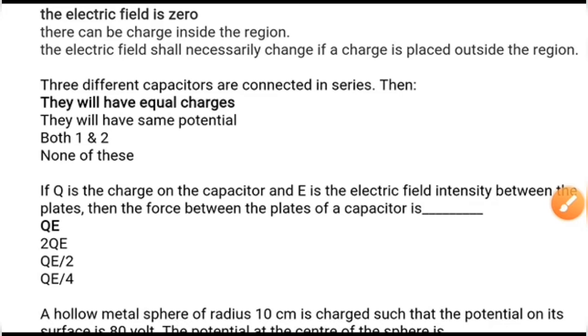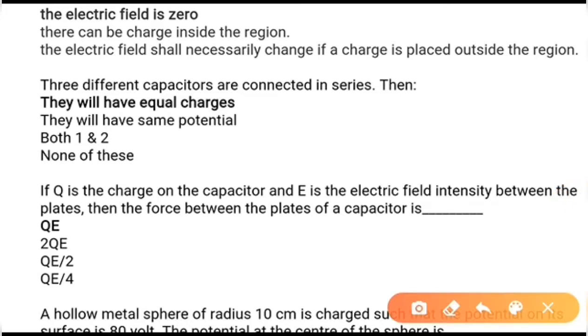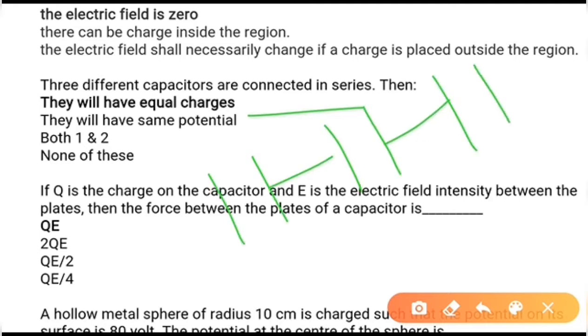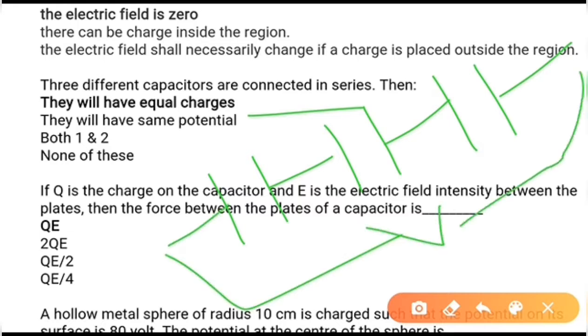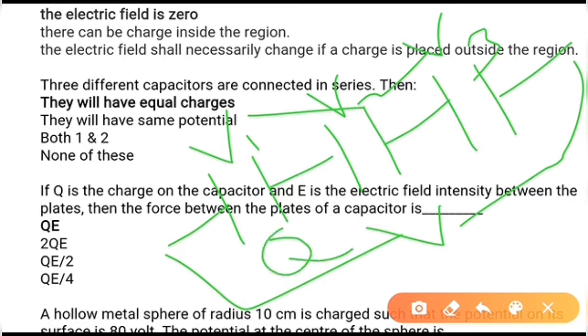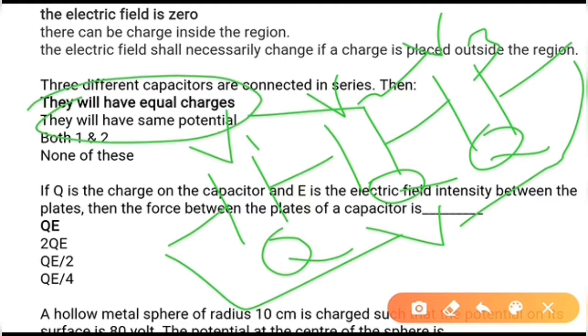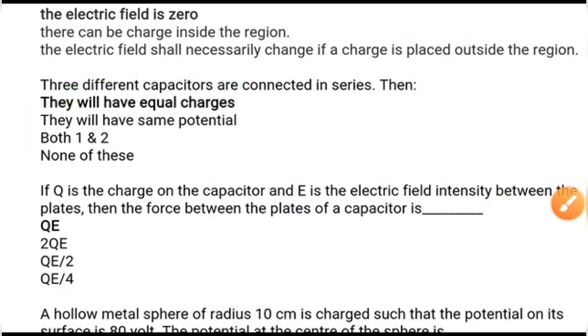Next question, 3 capacitors are connected in series. So what will happen? If 3 capacitors are connected in series, the potential given across them is divided among the 3 capacitors as V1, V2, V3. At the same time the charge Q will be the same in all the capacitors. So the answer is they will have equal charges.